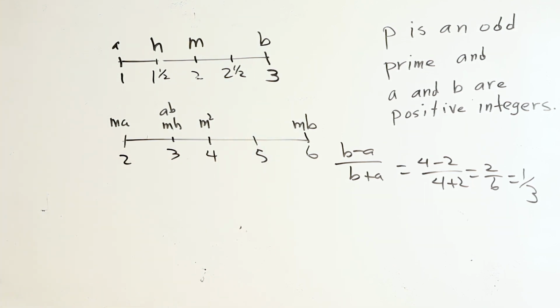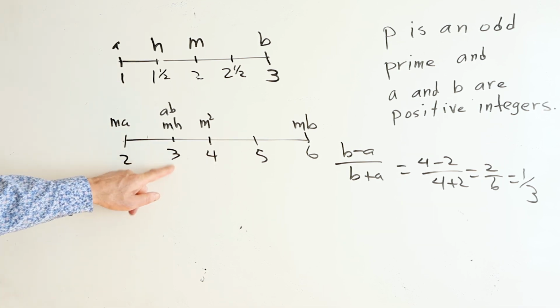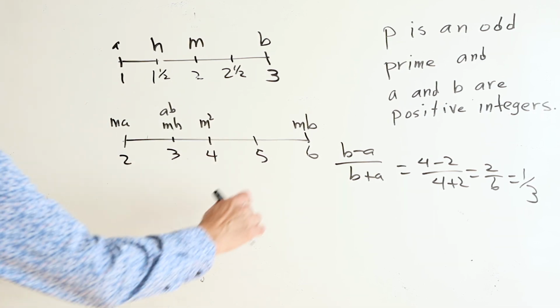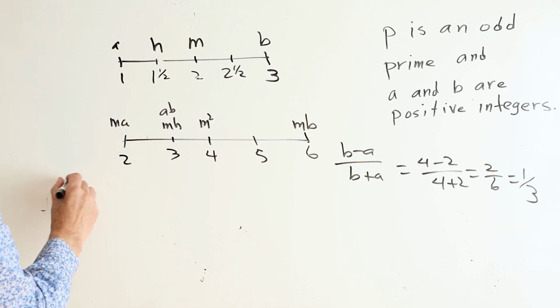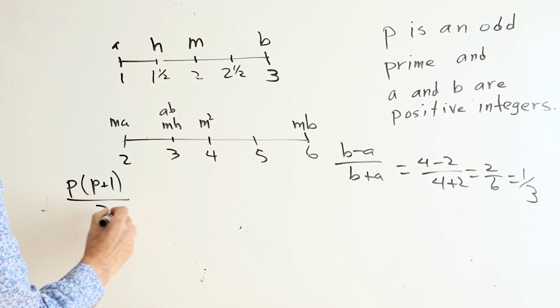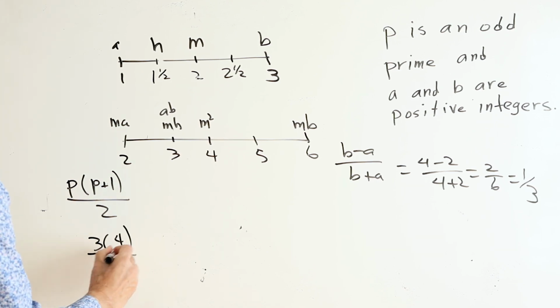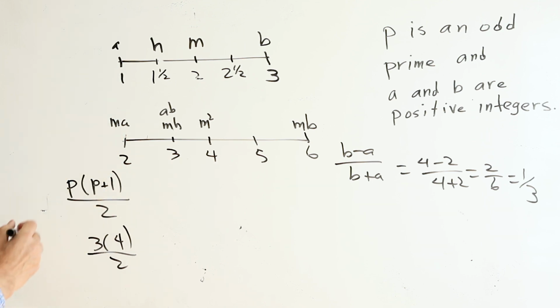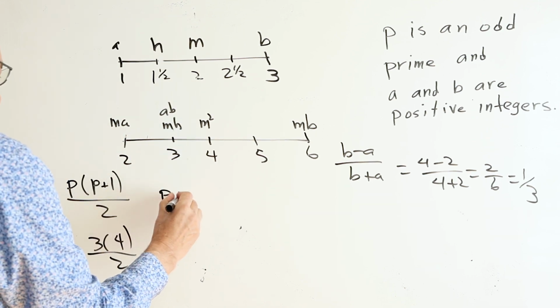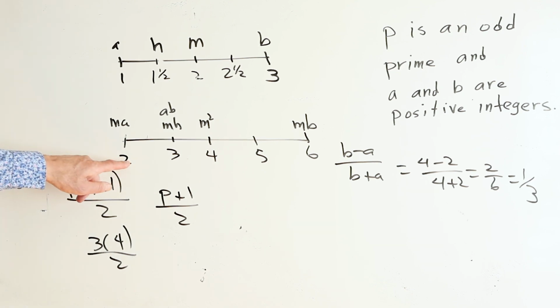Now, in this case, we do have a prime number. So we can go ahead and use our formula. So 6 should be P times P plus 1 divided by 2, which is 3 times 4 divided by 2, which turns out to be 6. And this should be just P plus 1 divided by 2, which is 2.